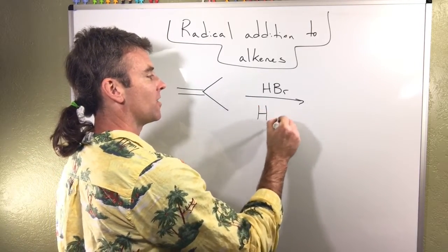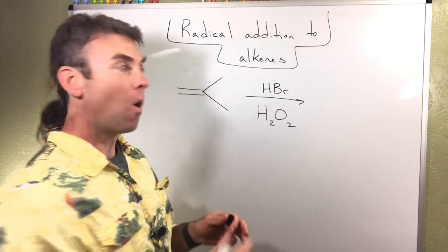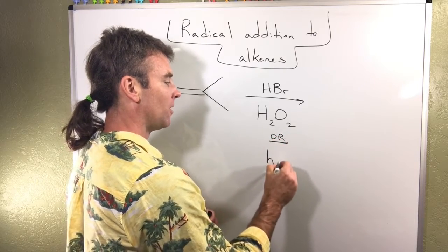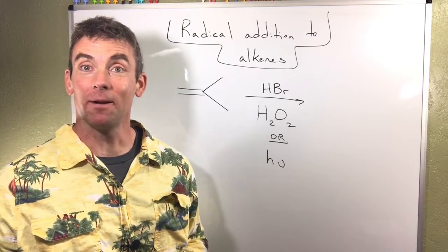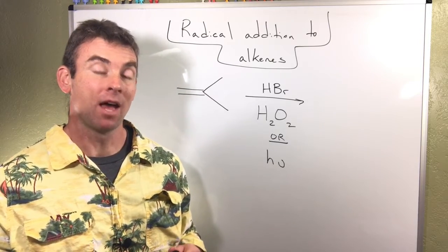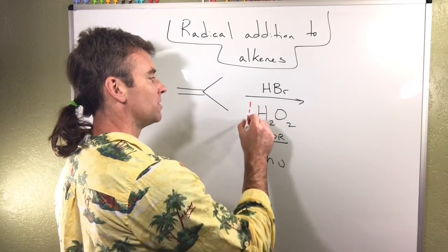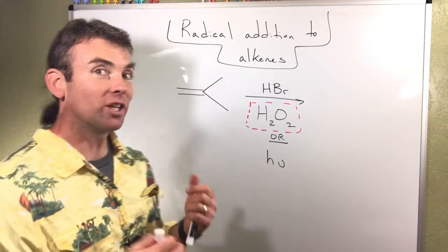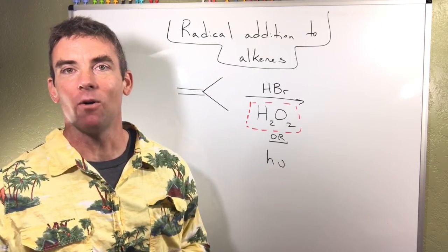We're going to put either H2O2, which is called peroxide, or we're going to put a symbol, H nu, that represents light, right? Some sort of high energy light. Anytime you see the presence of H2O2 in an organic reaction, usually that means there's some sort of radical process that's going to go on.